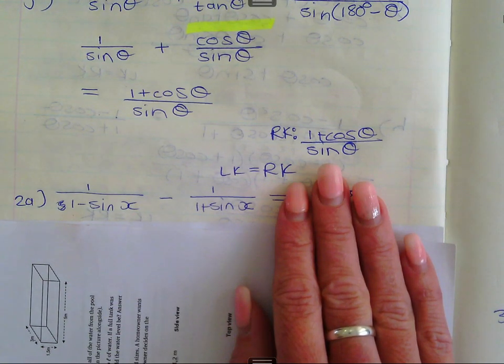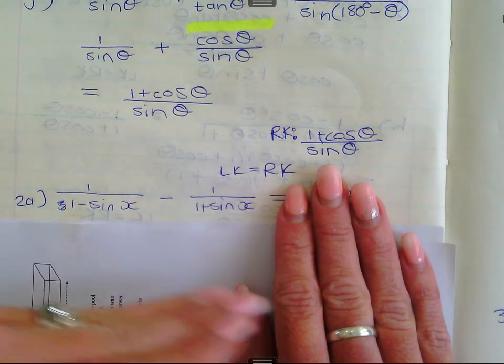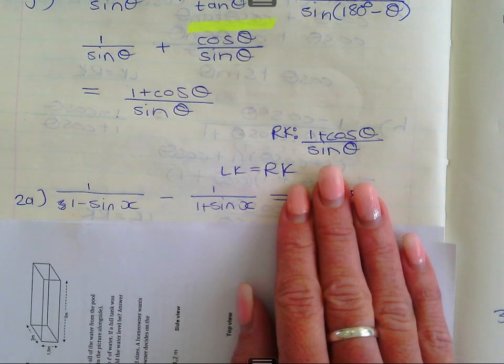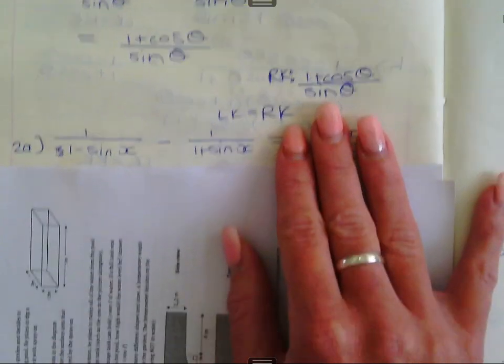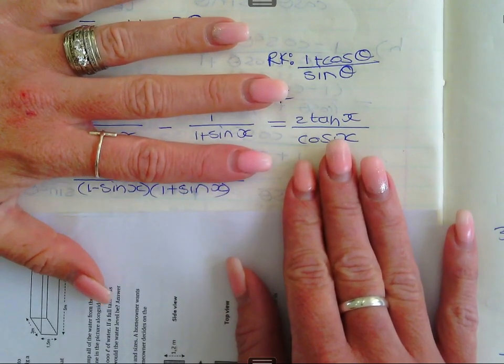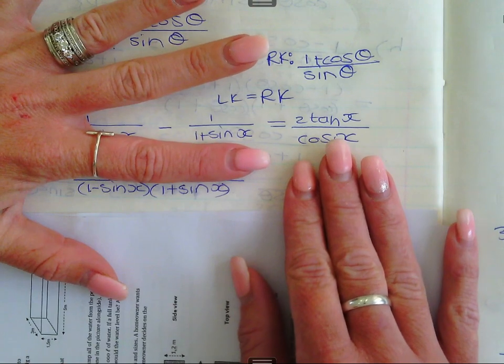Fractions. Can you see the very big fractions waving at you? This side and that side. So that's where we start. How do we add or subtract fractions? Common denominator. So I just write them together, in their own brackets like that. 1 minus sin x, 1 plus sin x.